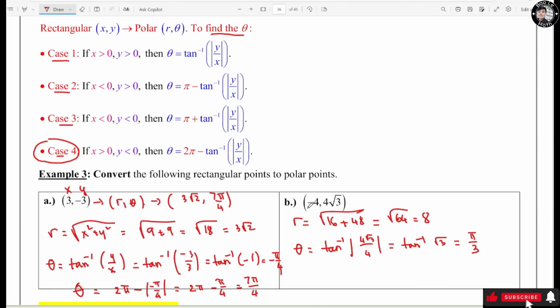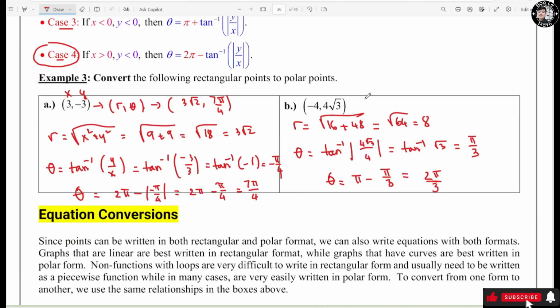Now you have x negative, y positive. It's going to be this case right here. So then the angle theta should be pi subtract pi over 3, so it could be 2 pi over 3. Then you have the final answer right here, 8 comma 2 pi over 3. Now let's move on to the next one, equation conversions.